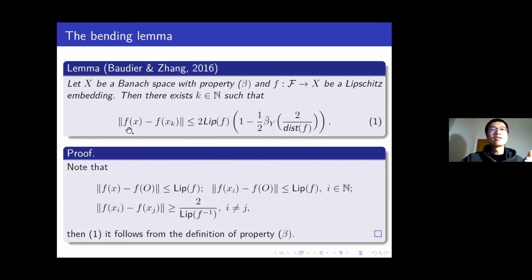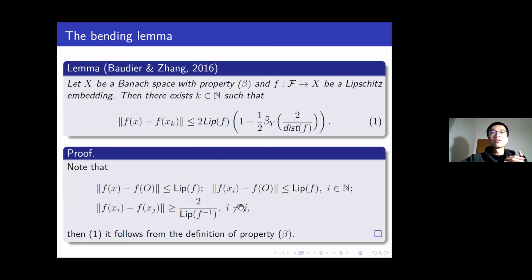Actually, the distance between fx and fxk is, of course, by the Lipschitz condition of f, less than or equal to 2 times the Lipschitz constant of f. But now it's less than expected. You have something less than 1 here. And the proof is quite easy. It follows directly from the definition of property beta.